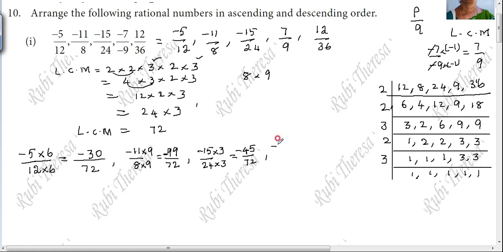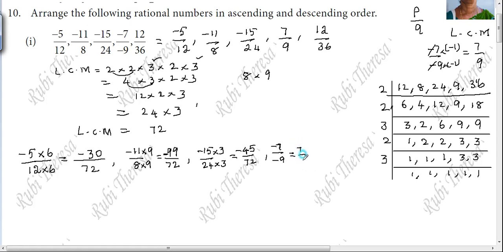Next one. Minus 7 by minus 9. Actually this is nothing but 7 by 9. But since they have given, I am writing as it is. No problem. So 9. I already told you. 8 is multiplied by 9. Then 9 is multiplied by 8. Do you follow? Actually, it is better to write what? Without minus symbol. That is better way.